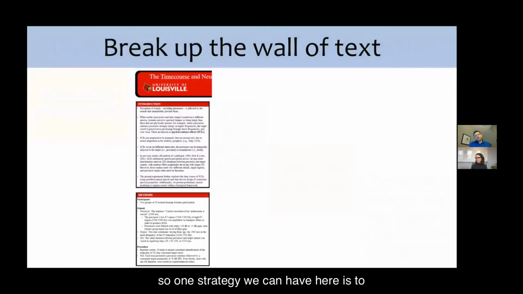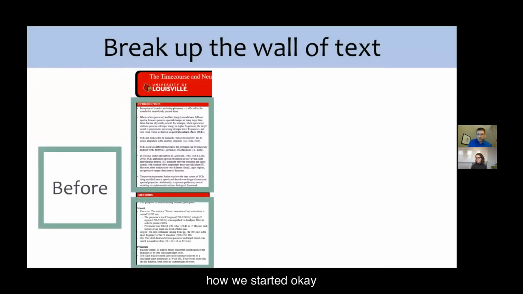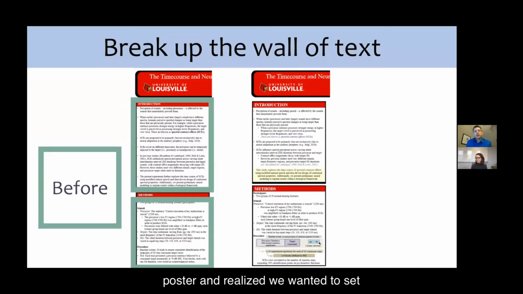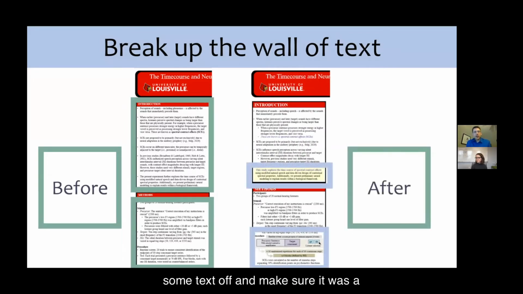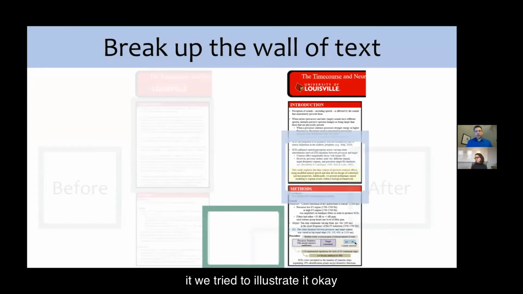So one strategy we can have here is to break up those walls of text. So here's how we started, okay? And then ultimately we worked through different versions of this poster and realized we wanted to set some text off and make sure it was a landmark. And then other kinds of text, instead of just describing it, we tried to illustrate it, okay?